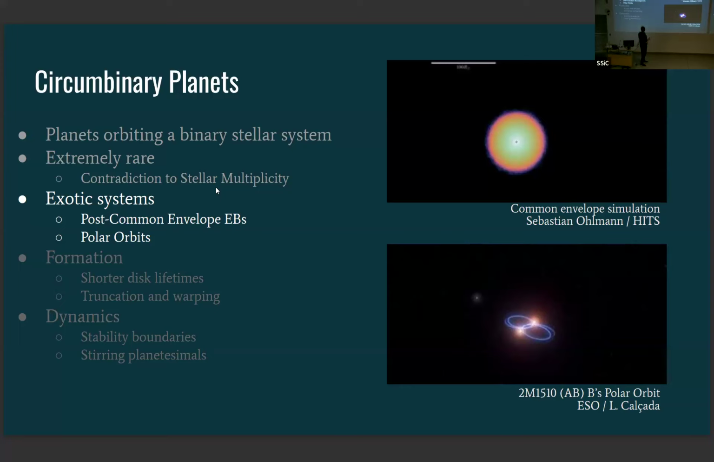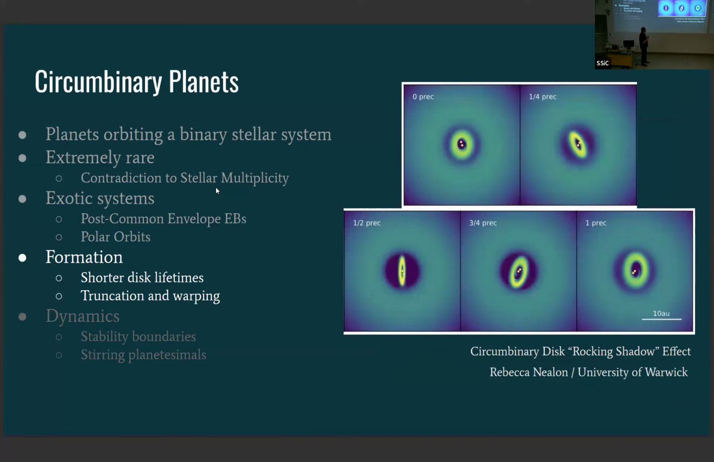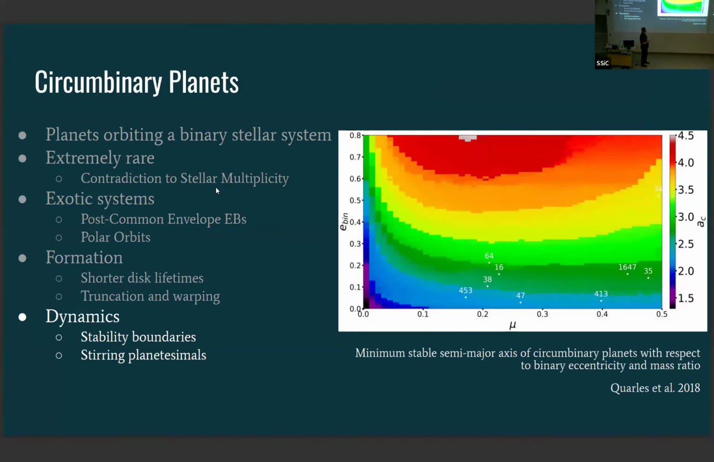And there are some other exotic cases where the planets have polar orbits, meaning that the eclipsing binary has an orbital plane, but the planet's orbital plane is perpendicular to the binary's orbital plane. These objects are very interesting in terms of their formation as well, because for circumbinary planets, you may have shorter disk lifetimes or truncation and warping. They're also very interesting in terms of their dynamics, because you have two massive objects orbiting each other in the center, creating stability boundaries and stirring of planetesimals, which affects their formation.